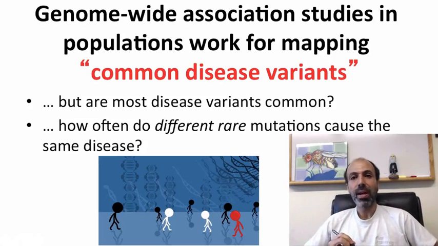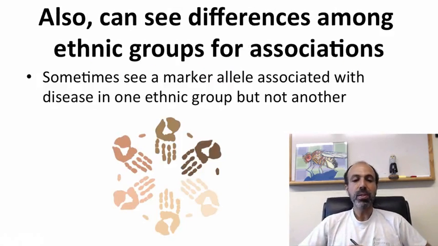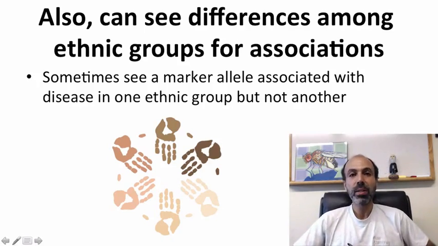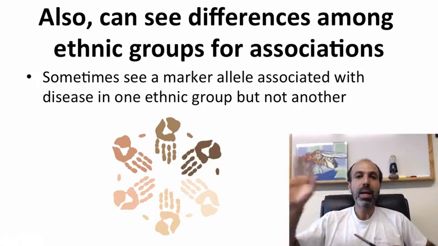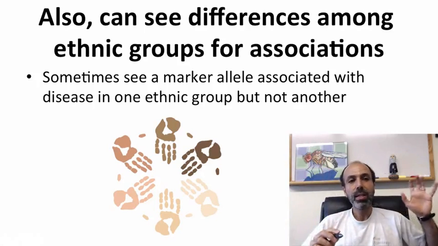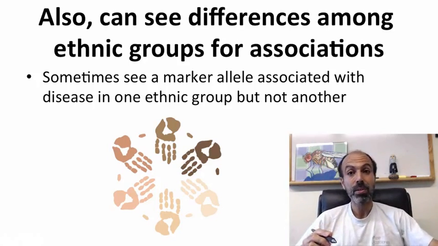There's another confounding factor that comes along with both of these kinds of studies, and that is you can see differences among ethnic groups for association. Sometimes a marker allele is associated with a disease in one ethnic group, but it's not associated when you look at another ethnic group. If you map something in the Han Chinese, you may see an effect associated with this particular region. In contrast, when you look at, say, a Latin American population, you may not see that association.